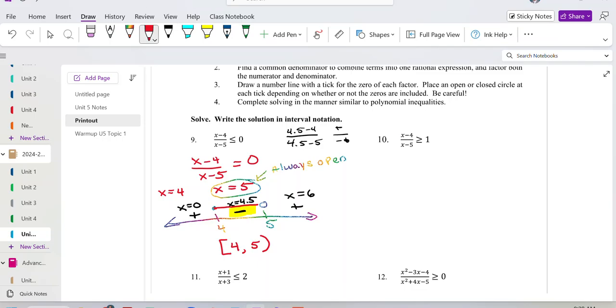Now here it's similar, except now it's greater than or equal to 1. So what you have to do is move the 1 over and then get a common denominator. So notice, since the denominator is x minus 5, 1 would be the same as x minus 5 over x minus 5.